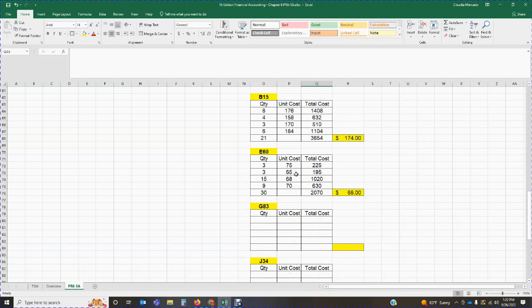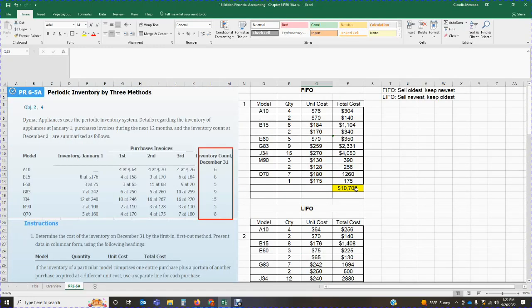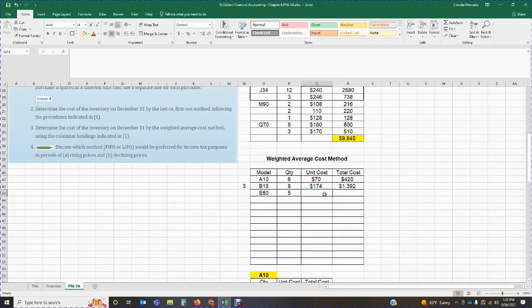We have 5 units at the value of $69, and then we multiply it. That'll give me $345. So we continue doing that for the rest of the models.